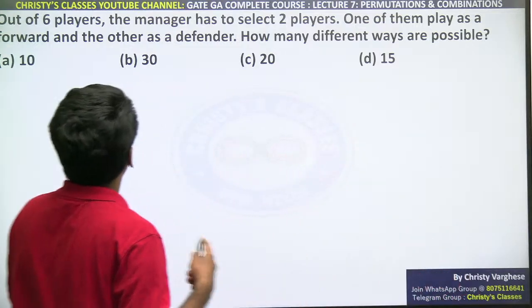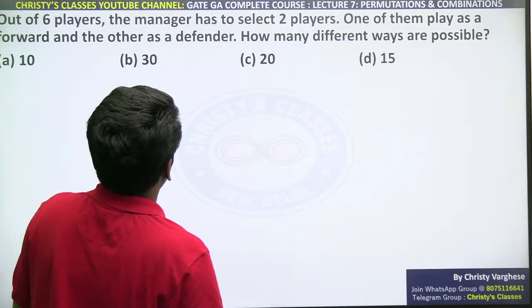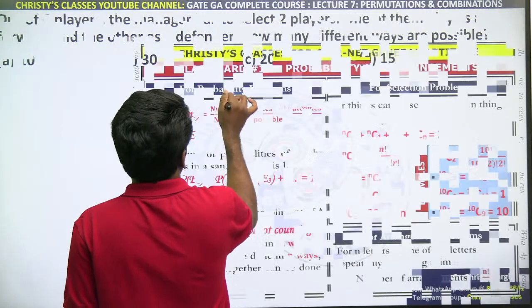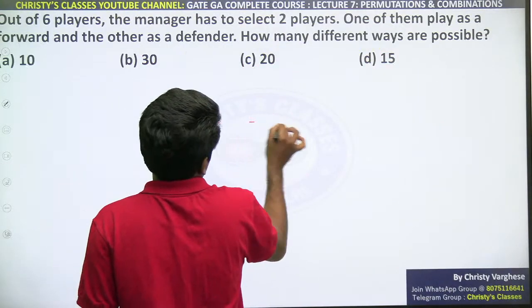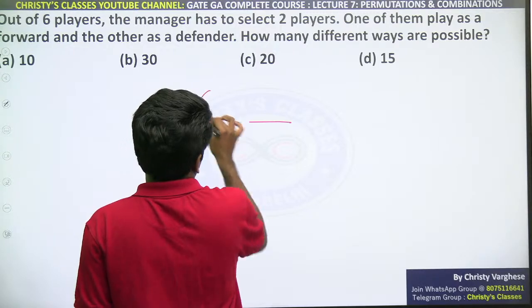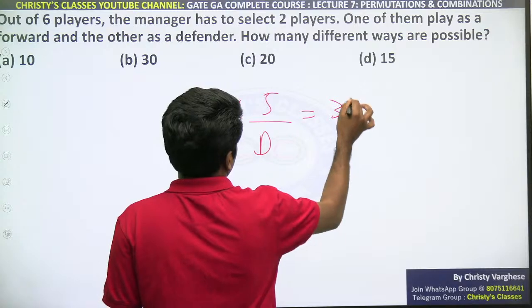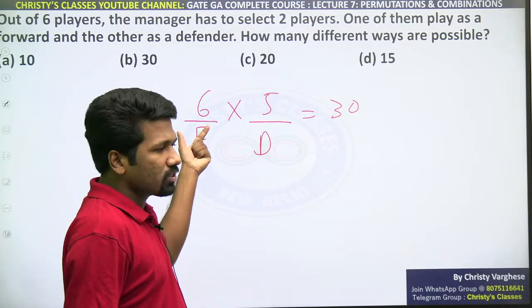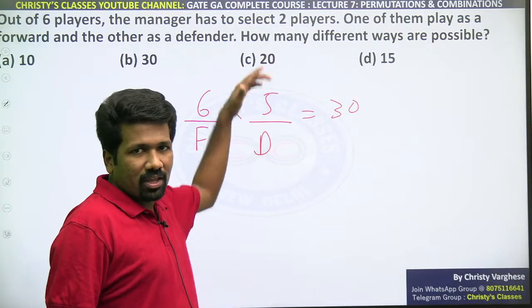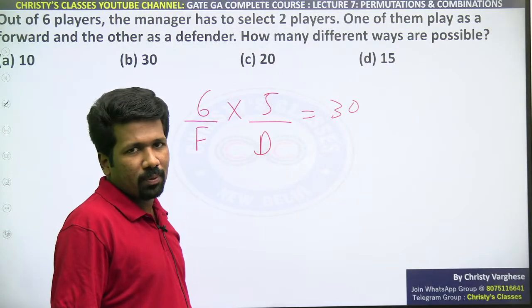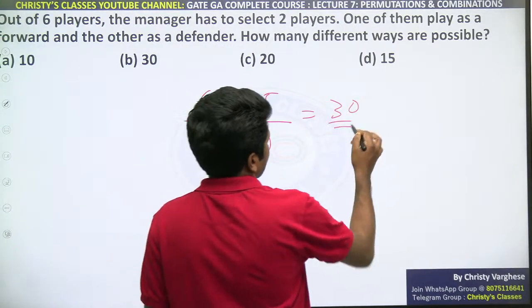So anyway, this question: 6 players, the manager has to select 2 players, one of them as forward and the other as defender. How many ways? Last class I told you forward, there it was 5 people, here it is 6 people. Forward can be chosen in 6 ways, defender can be chosen in 5 ways. Using the fundamental principle of counting, 6 into 5, 30 ways are there. For each of the 6 ways you choose a forward, there are 5 ways for the defender, from the remaining 5 people. Why remaining 5 people? The person who is forward cannot be the defender. So 6 into 5, 30 is the answer.